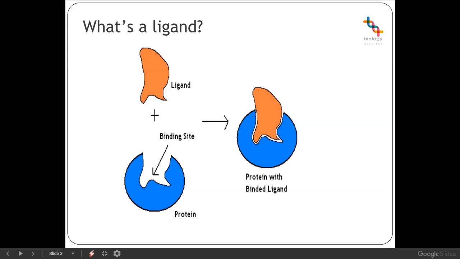The other main difference is that a prosthetic group is often needed for the protein to be able to function, whereas with a ligand, that's not usually needed for the protein. It may influence the protein and the protein may affect it, but it's not usually needed for the protein to actually carry out its function.